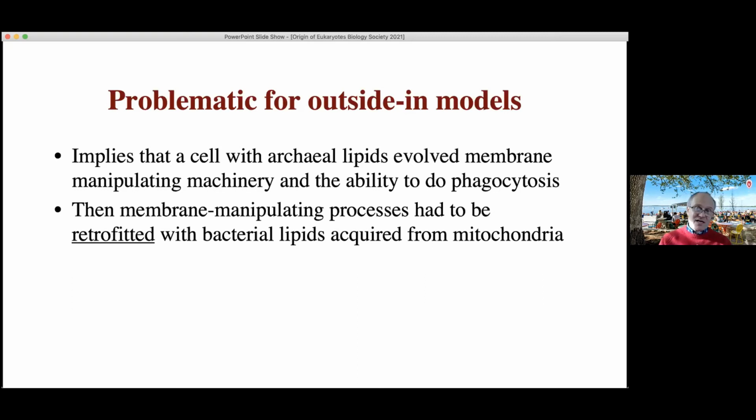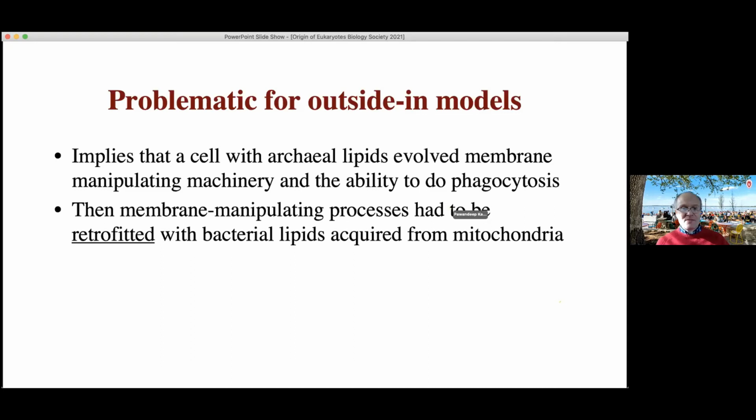And then the mitochondria come in, and there's a whole lipid revolution. And now all of those membrane manipulating proteins would have to be retrofitted. They would have to learn how to work with these new membranes, which just seems very unlikely.